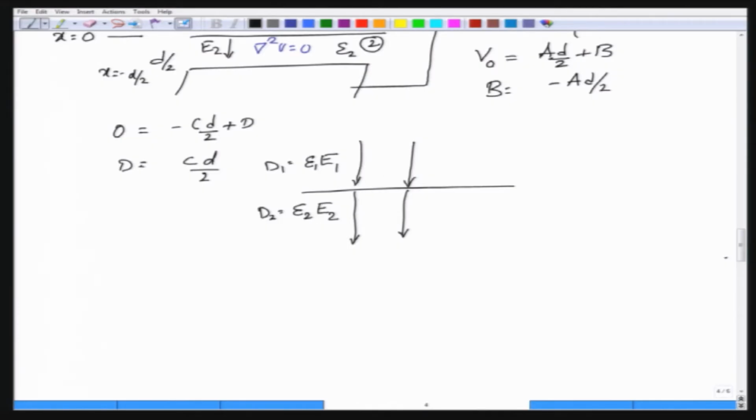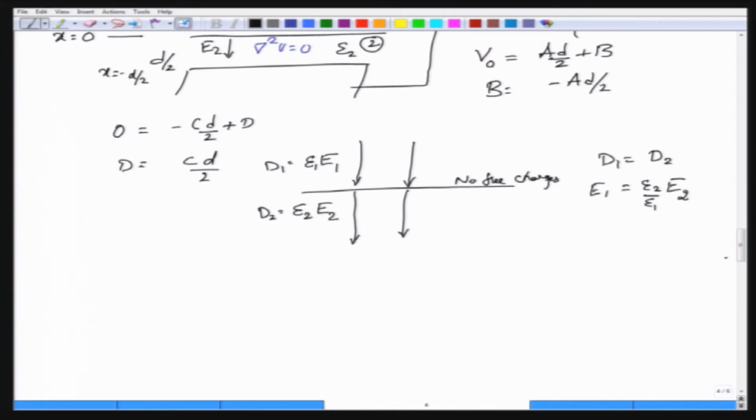Thankfully, there are no horizontal components of the electric field, therefore, we do not have to consider the horizontal component. So, the normal component of D must be continuous, and because this is a perfect dielectric, there are no free charges, right. Therefore, D1 must be equal to D2. This simply implies that E1 must be equal to epsilon 2 by epsilon 1 times E2.